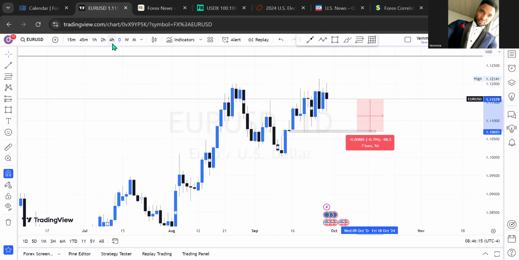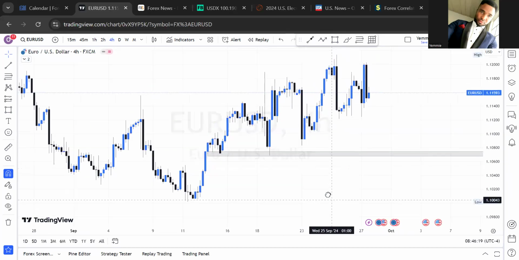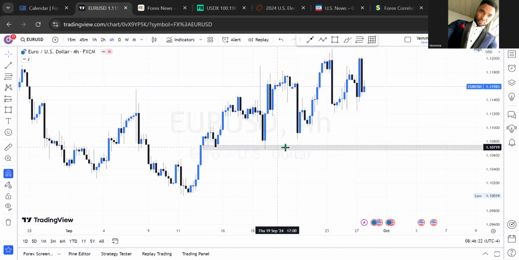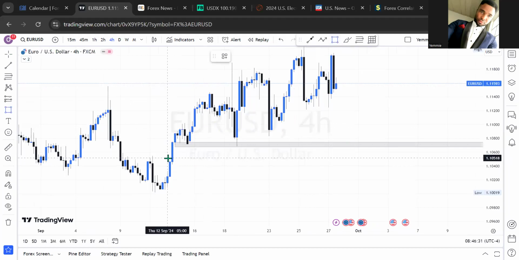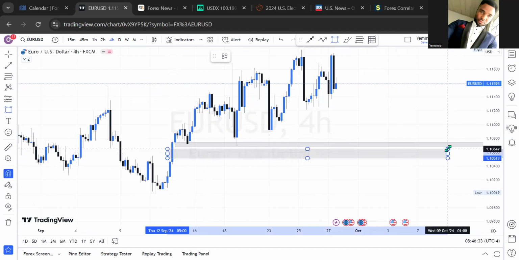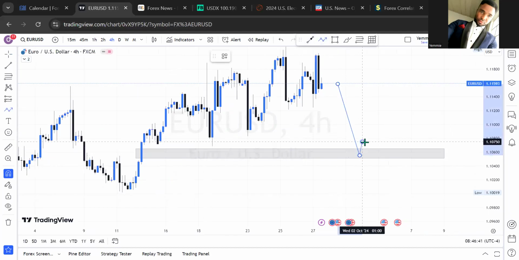But let's go to a further lower time frame, which is the 4-hour time frame, to see where exactly we'll be looking. This is the low I'm anticipating on the daily, which is the daily low for me. And right there, I'll be waiting for the market to come to this price level, this price range here. So from where the market is currently, I'm waiting for the market to come here to this price level before I'm going to buy.